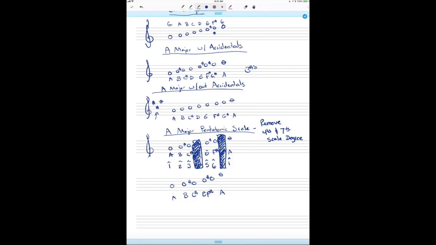It sounds cool. It's used in a lot of music like rock music or blues or pop music. And there you have it. You have your A major pentatonic scale. And you can follow the same process for any other scale you wanted to.